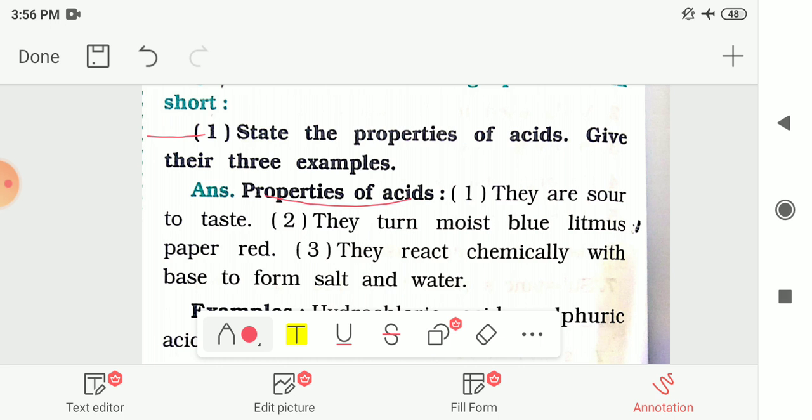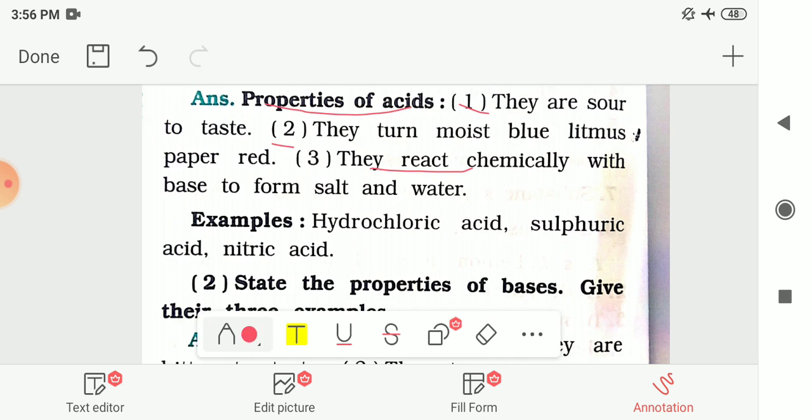So first, properties of acids. In that first one is they are sour to taste. They are sour substances when we are tasting them. Next property is they turn blue litmus paper red. Acid will turn blue litmus paper into red, and they react chemically with base to form salt and water. With the reaction with the base, it will produce the salt and water. So these are the properties of acids. Now let me see the examples. Hydrochloric acid, sulfuric acid and nitric acid are the examples of the acids.